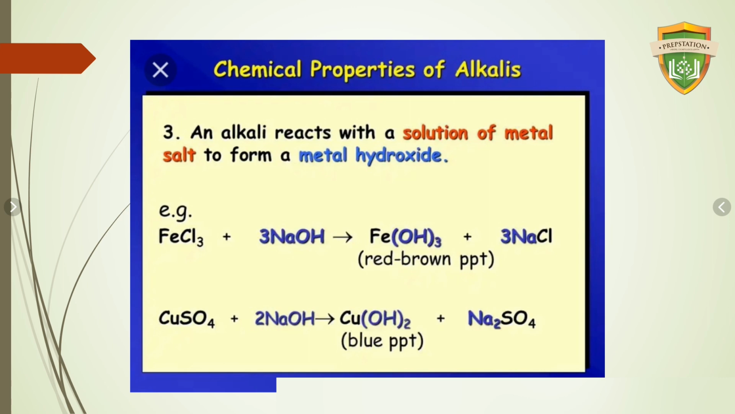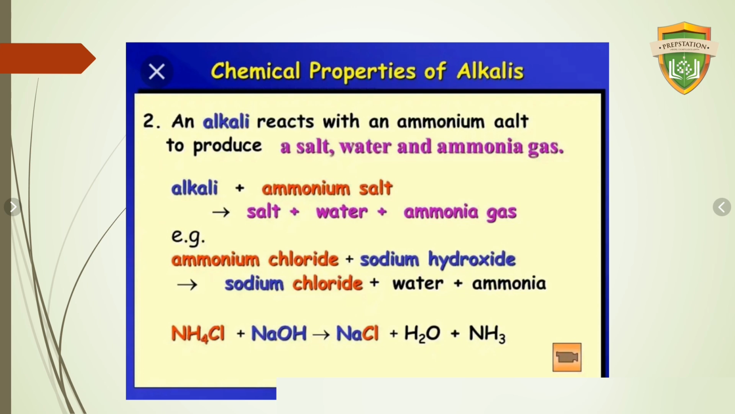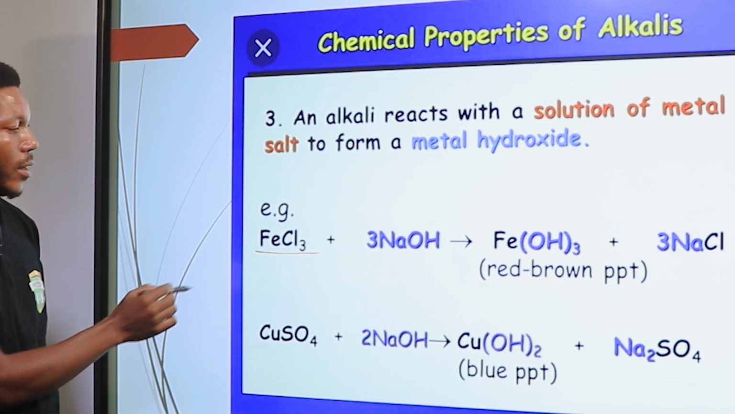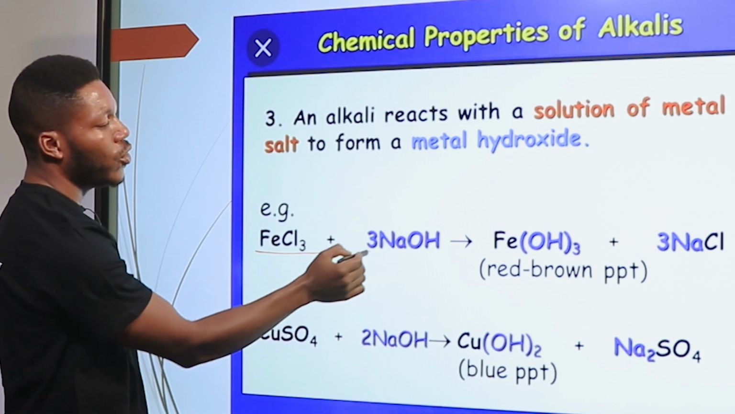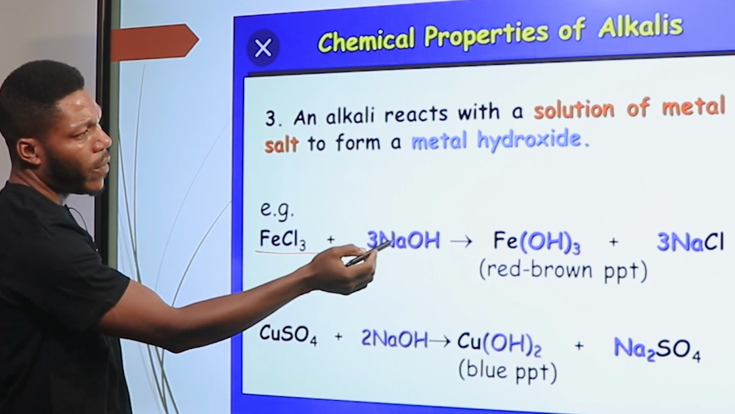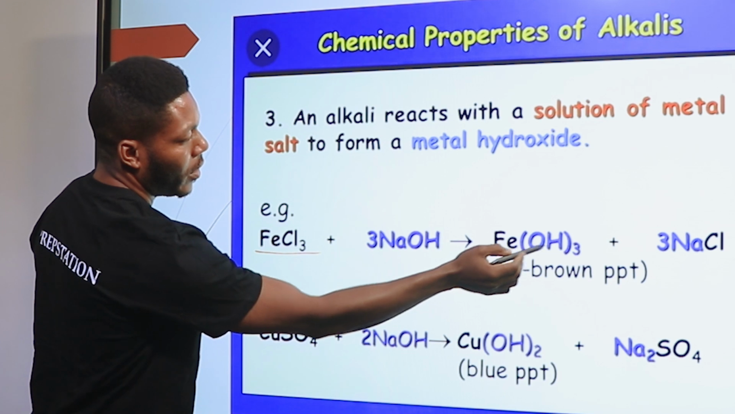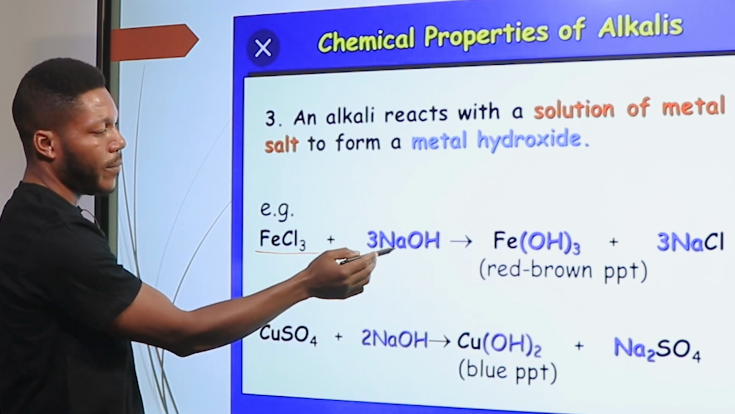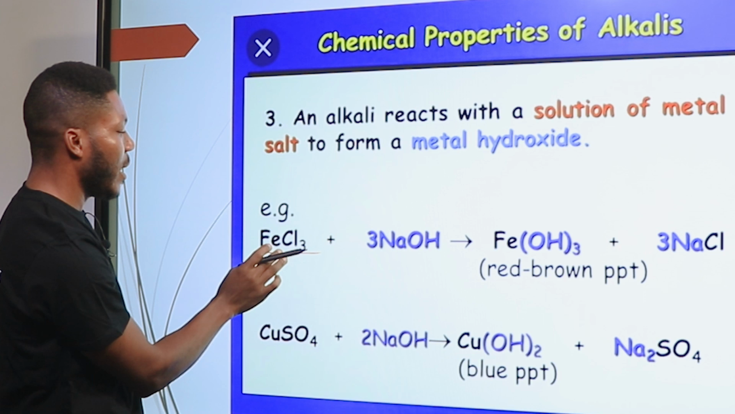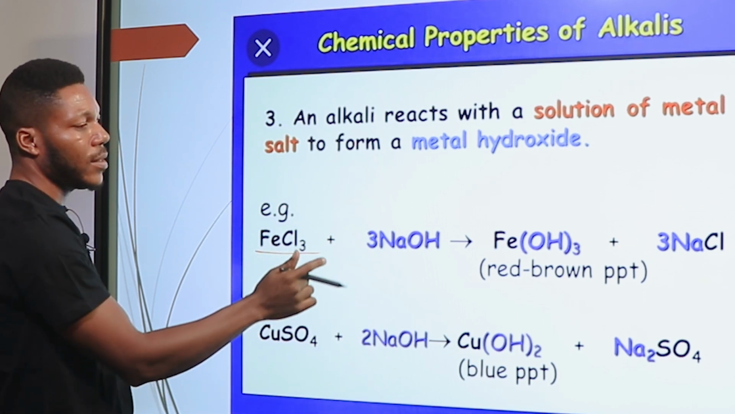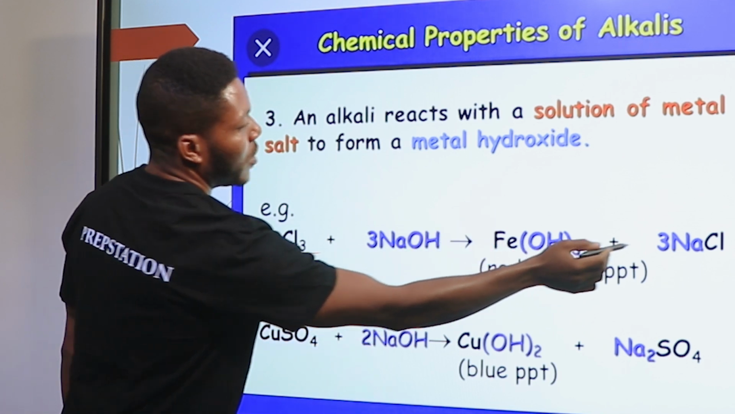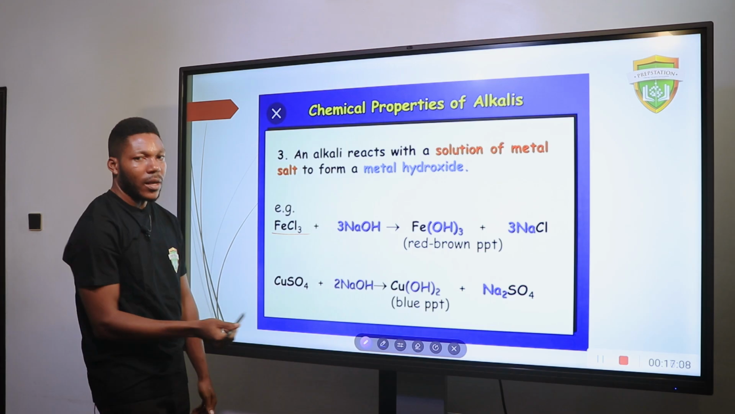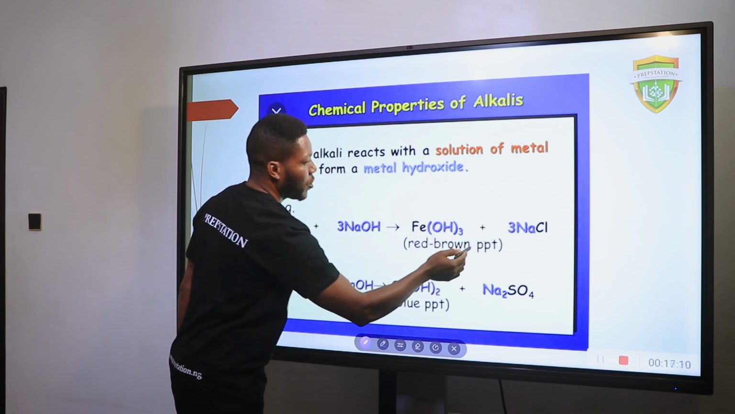metal hydroxide. All right, so for example, this is a metal salt, iron 3 chloride, reacting with sodium hydroxide. So what is formed is a hydroxide, gotten from the base. So whenever a metal salt reacts with the base, it always gives us a metal hydroxide, and a salt is formed. And this salt formed is always a normal salt.